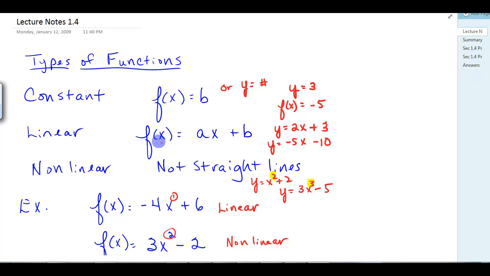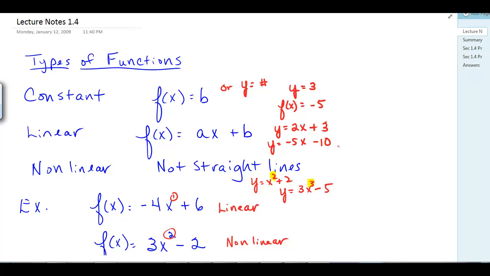Linear functions, f of x equals ax plus b. You're probably used to thinking of it as mx plus b. A would be the slope in this form. B would be the y-intercept. So you might have y equals 2x plus 3, y equals -5x minus 10.